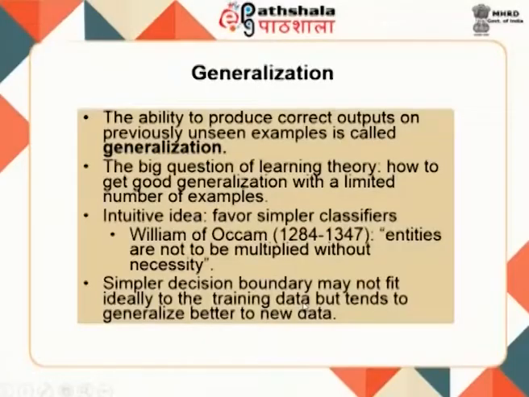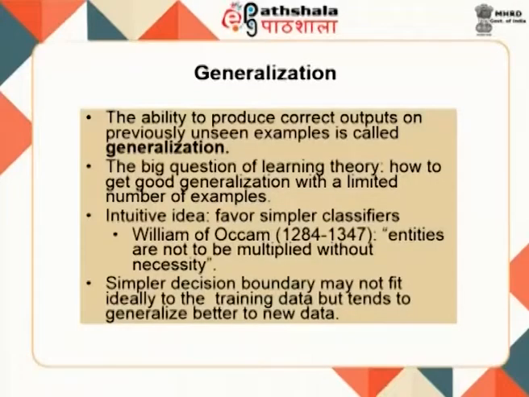A simpler decision boundary may not fit ideally to the training data, but tends to generalize better to new data. What he means by this is that the decision boundary is an important term that you normally use in this scenario, where the decision boundary separates out classes. Suppose you have a binary class, and I am not saying everything is binary, the decision boundary separates out class 1 from class 2, or a yes from a no. Now, if you make that decision boundary really complex, it will fit the training data exactly, but it will not fit the test data, the new data. So, that is why he is saying to make it as simple as possible.